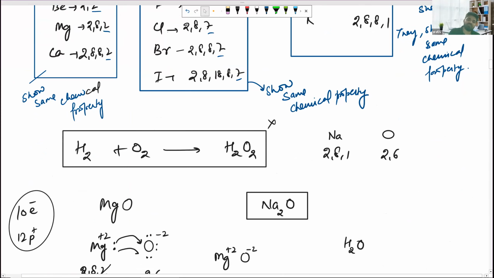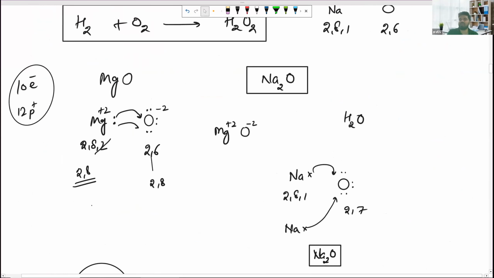Okay. Similarly, if I talk about the magnesium formula, what could be the formula of magnesium oxide? Magnesium has 2 electrons in its outermost shell. Look at this here: magnesium had 2, 8, 2 electronic configuration, and oxygen had 2, 6 electronic configuration. So in order to complete its octet and have the nearest noble gas electronic configuration, it will donate 2 electrons. And oxygen needs 2 electrons to complete its octet.